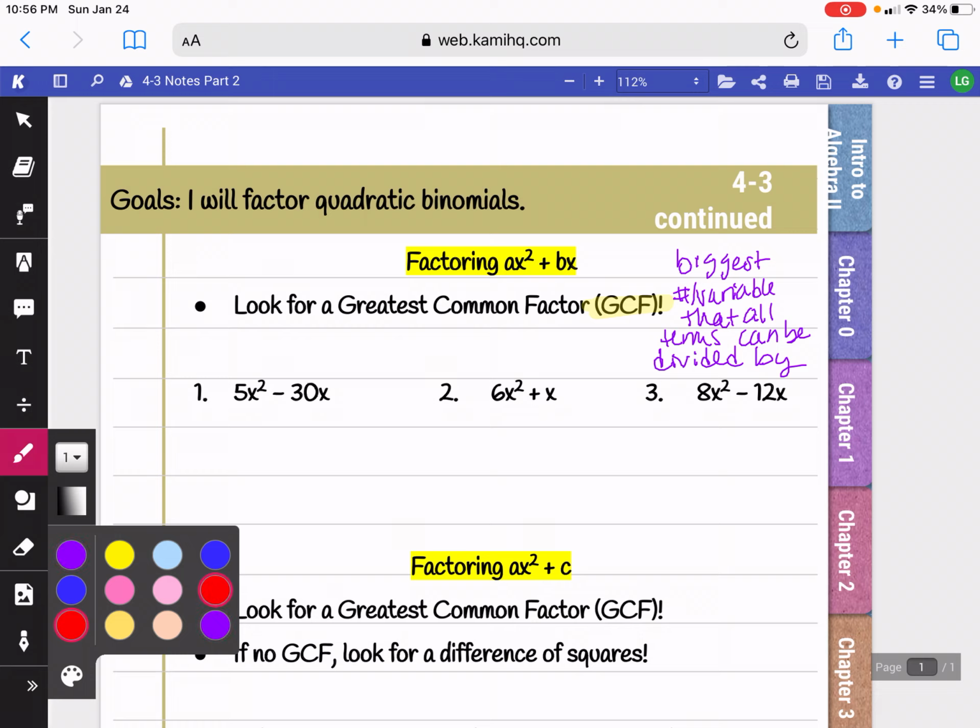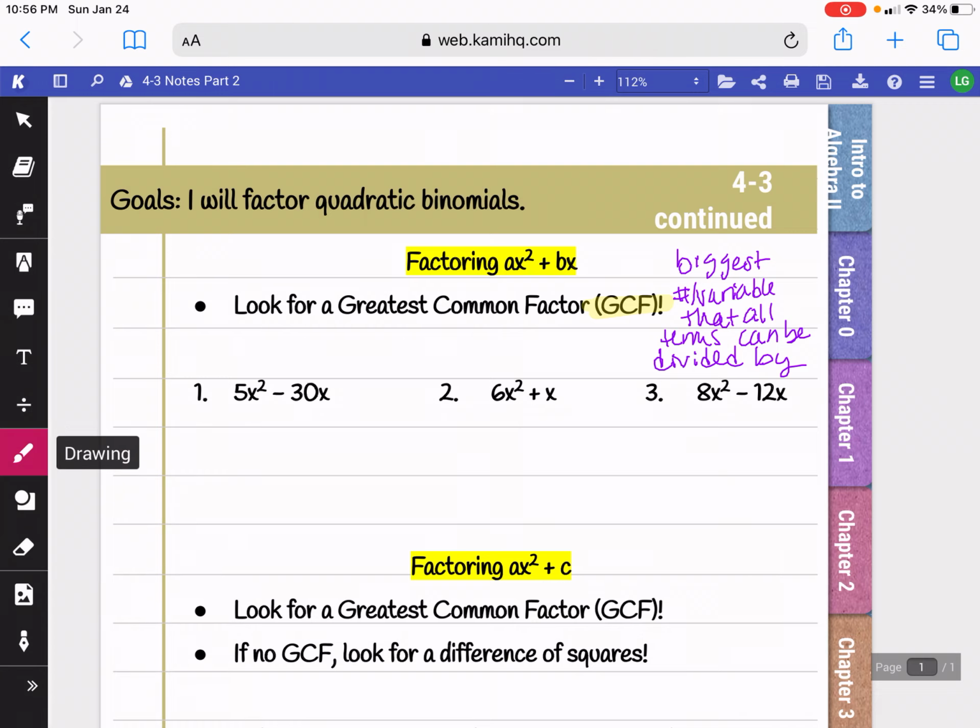So if we look at the first example, number 1, let's look at the numbers first. So we have a 5 and a 30. The greatest number that both 5 and 30 can be divided by is 5. So I can factor out a 5. And then if you look at the variables, both of them have an x. So since they both have an x, you can also factor out an x. So I'm going to factor that out.